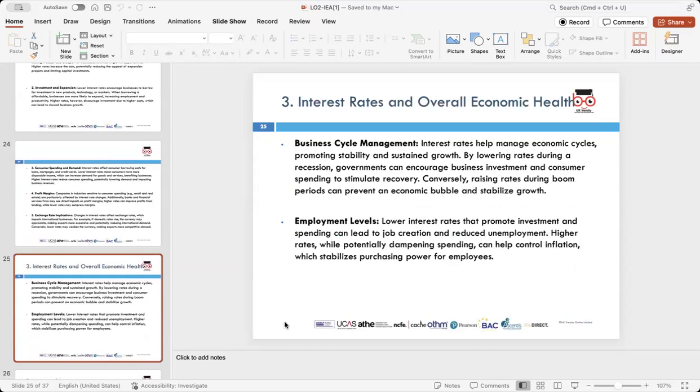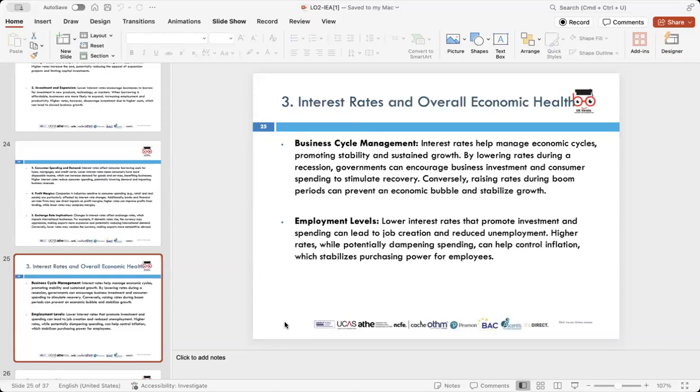Interest rates and overall economic health. Business cycle management and employment levels. So during an economic slowdown or recession, governments lower interest rates to encourage business investment and consumer spending. This stimulates the economy, leading to higher employment and increased demand for goods and services.